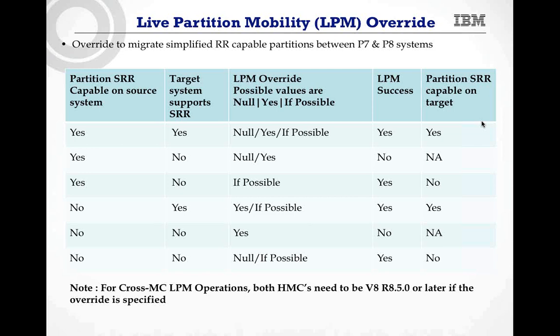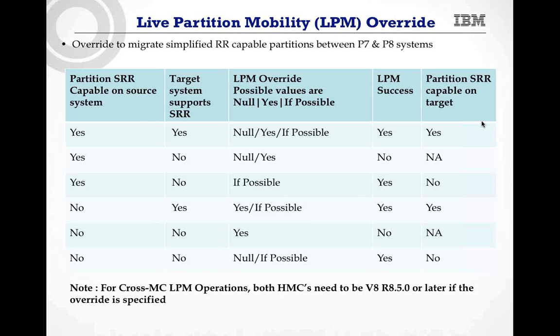So on this first row, the way you would read it, it says I have an SRR capable system on my source, so I'm on a P8. I want to move to a P8 that has SRR on it. If I don't set this, so it's null, or if I set it to 1, which is yes, or I set it to if possible, I can both LPM and do SRR. So that makes sense there.